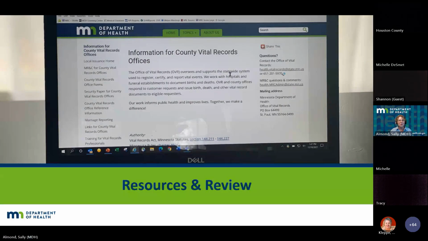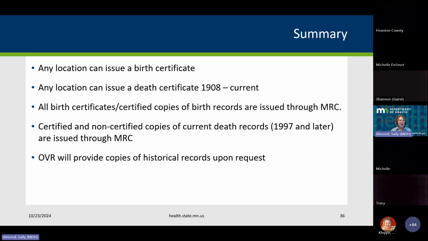Now, I want to summarize here that any location can issue a birth certificate. Any location can issue a death certificate from 1908 to the present. All birth certificates, certified copies of birth records are issued through MRNC the same way. A birth certificate is a birth certificate all day long. And certified and non-certified copies of current death records are issued through MRNC the same way.